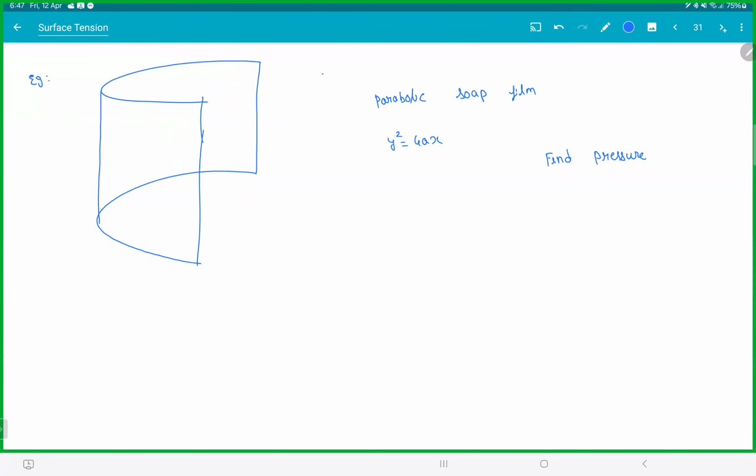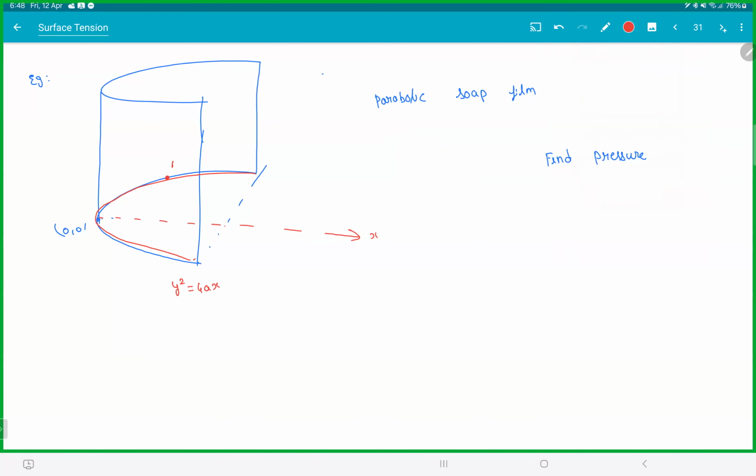Perfect. There, I got it. So this was my 0, 0. It is a flat thing. This shape is your parabola. This is your y square is equal to 4ax. This is your x-axis, and that would be your y-axis.